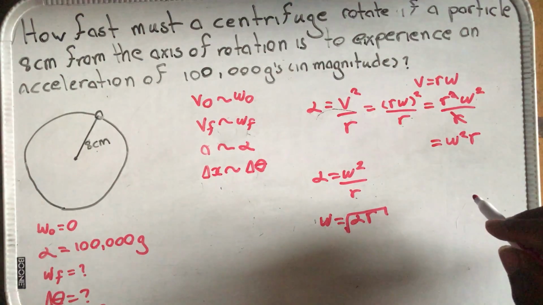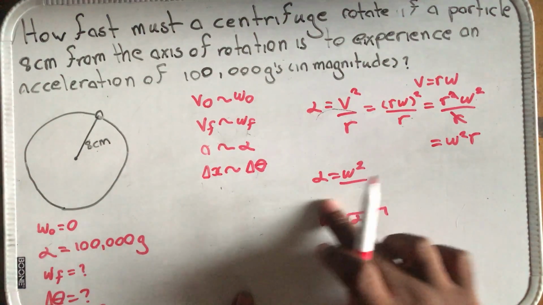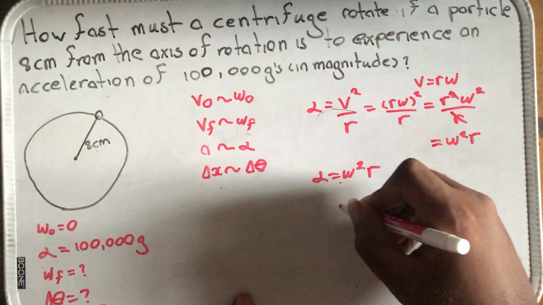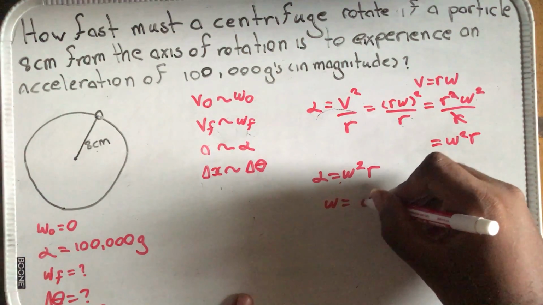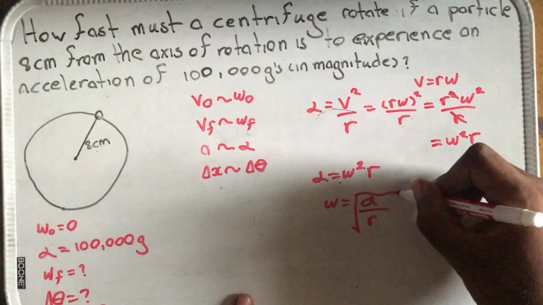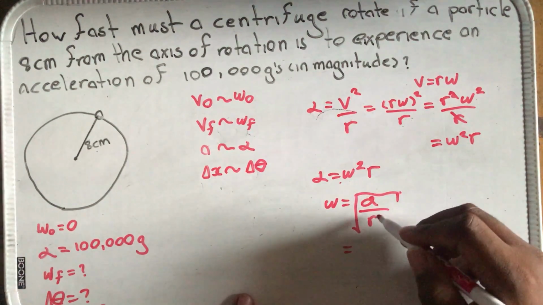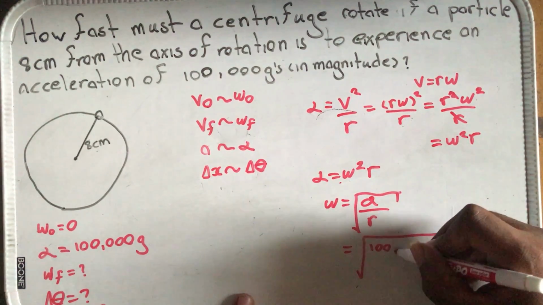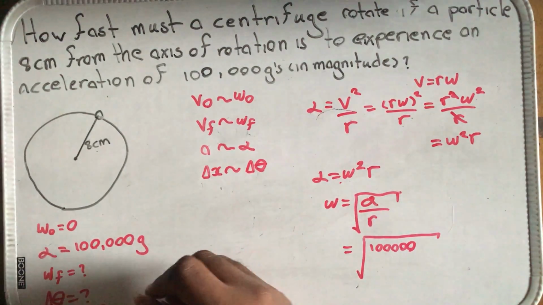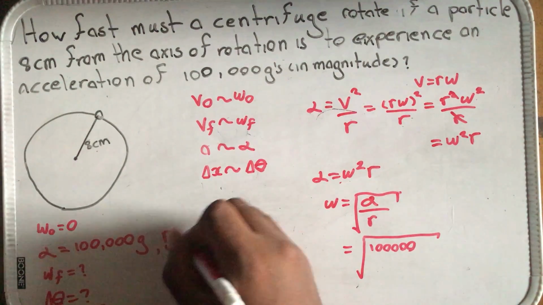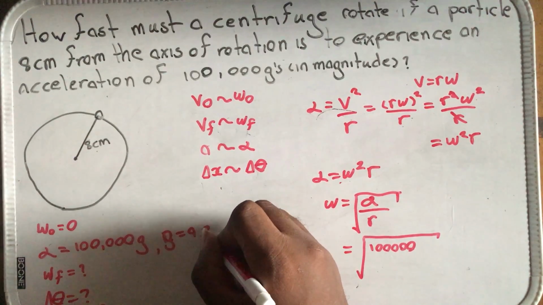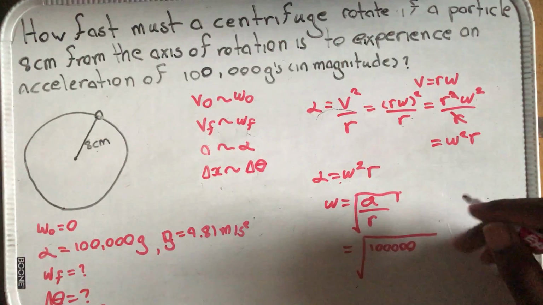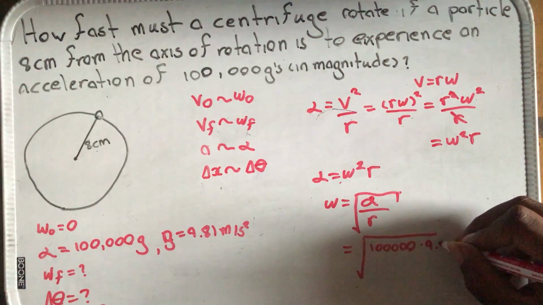I think, oh, see, I made a mistake. I know that looked a little weird. So omega is equal to the square root of alpha over r. And what is alpha? Alpha is 100,000 times g. But g is equal to 9.81 meters per second squared. So we're going to have to plug that in.